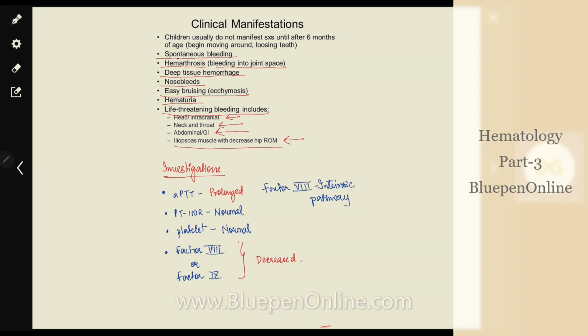So how do I investigate a patient whom I suspect to have hemophilia? I do the following tests. Kindly recall, APTT is a test used for my intrinsic pathway. So if I have factor 8 deficiency, my APTT is prolonged because factor 8 is a part of intrinsic pathway. But my PT-INR is normal, my platelet count is normal, and factor 8 and 9 levels are decreased.